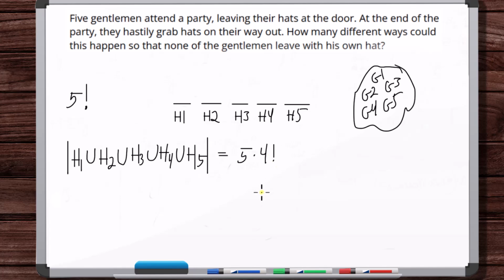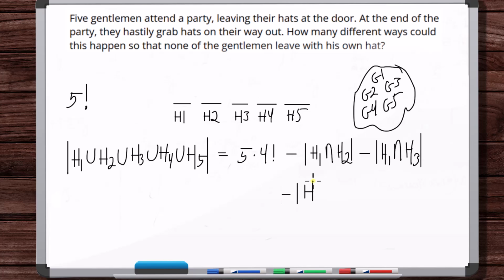Which is 5 factorial, actually, but I'll just leave it like that. Okay, now, what we do next is we subtract all of the different intersections of the pairings. So like H1 intersection H2, H1 intersection H3, H1 intersection H4, H1 intersection H5, then H2 intersection H3, H2 intersection H4.